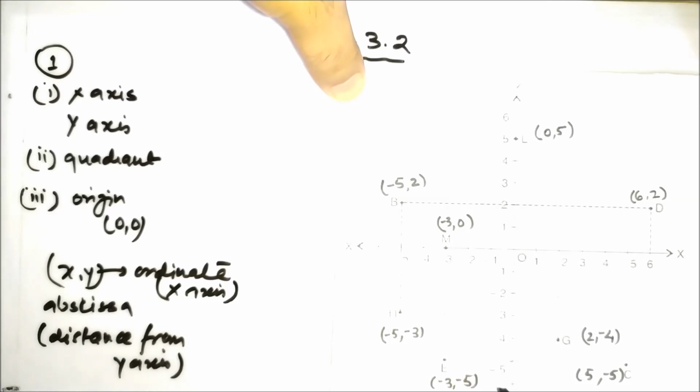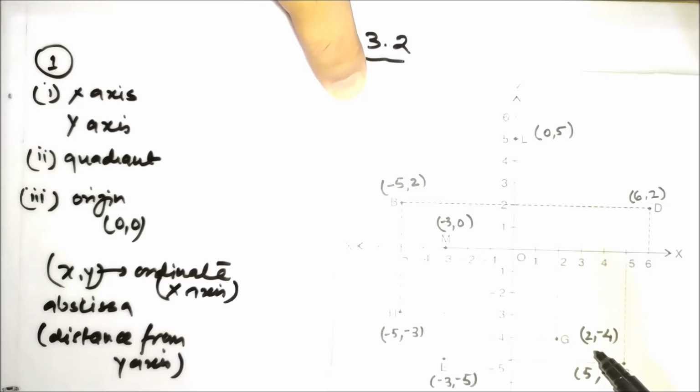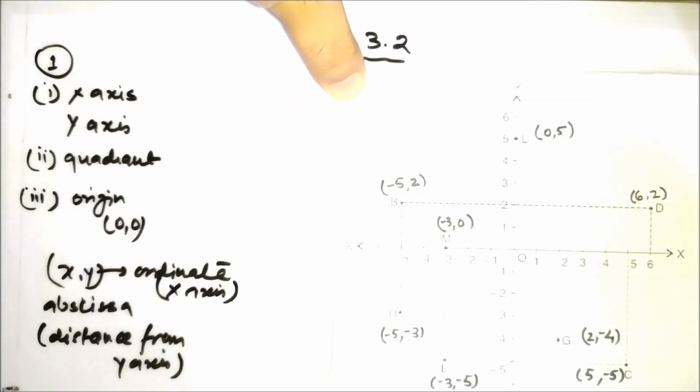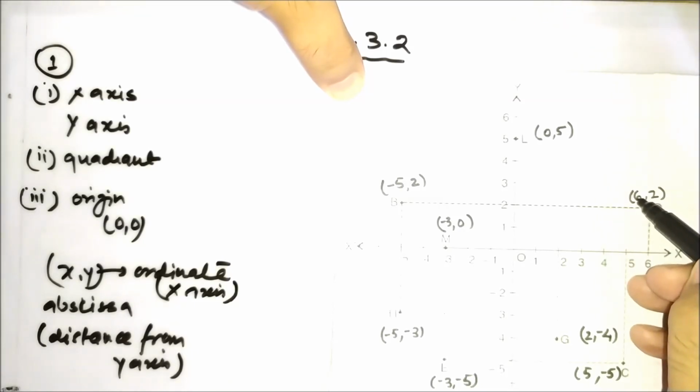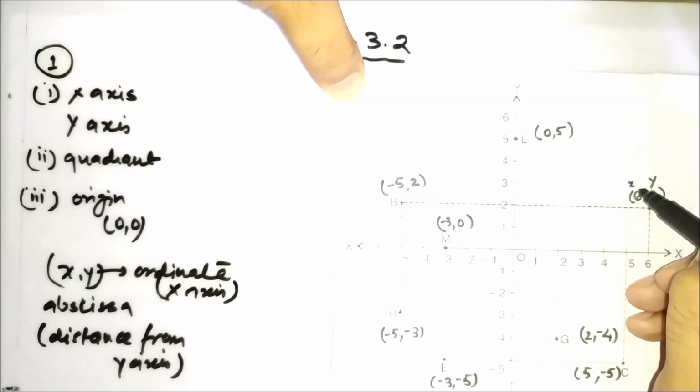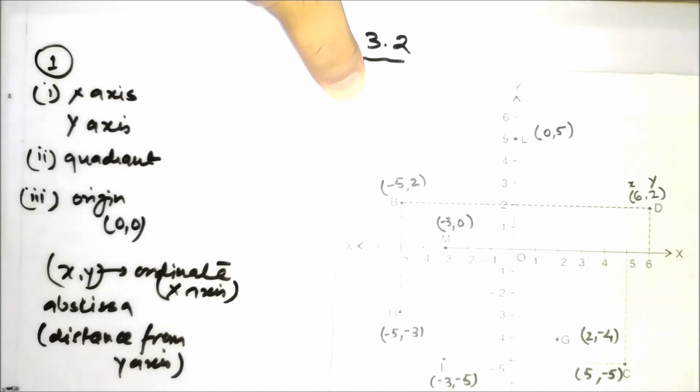The point identified by the coordinates 2, minus 4. So 2, minus 4, it is the coordinates of point G. So for the fourth part, the answer is G. The fifth part is the abscissa of point D. Now abscissa is what? It is the X coordinate. It is asking the abscissa of point D. So for D, the abscissa is 6. So this is X and this is Y. X is abscissa. So abscissa is 6.